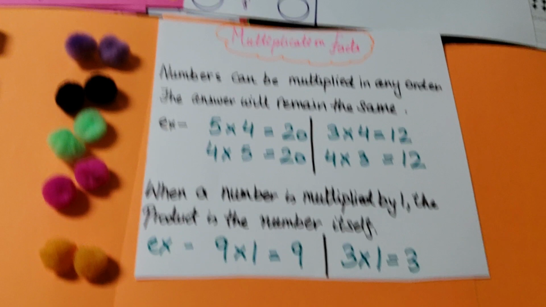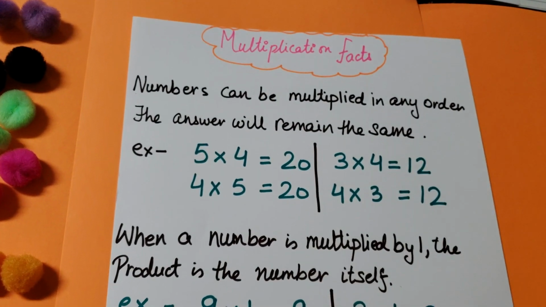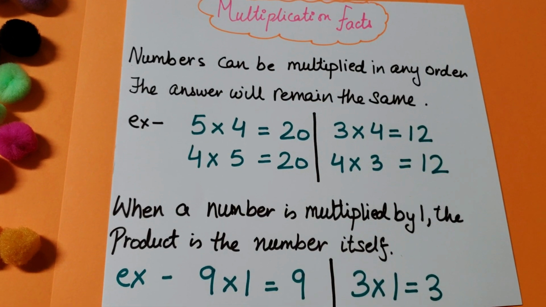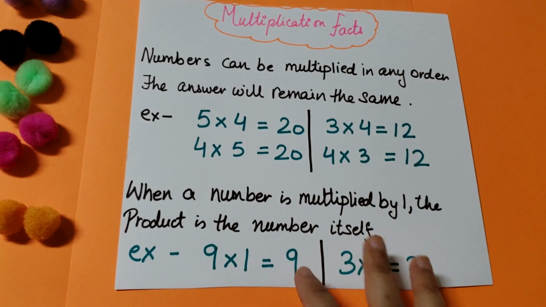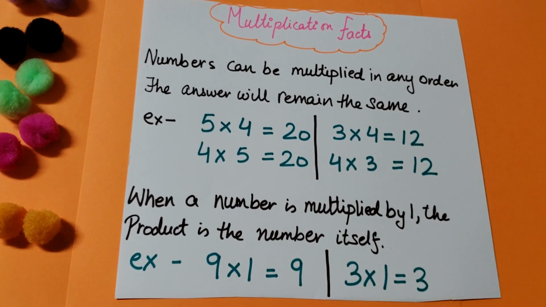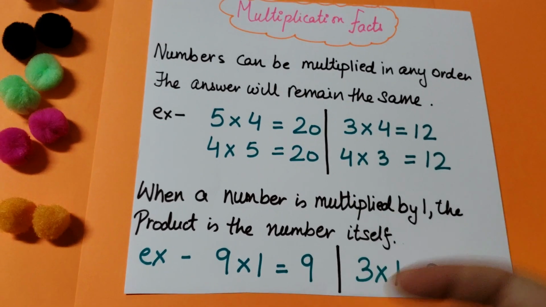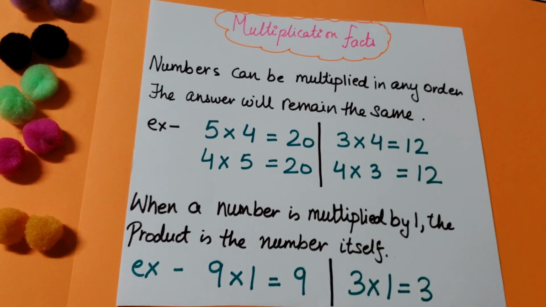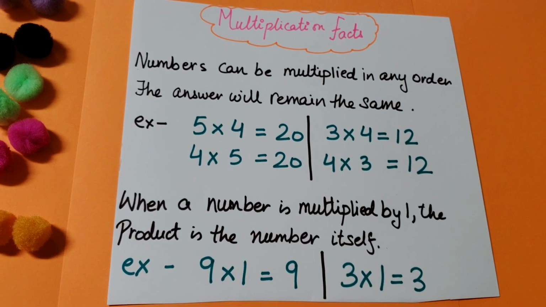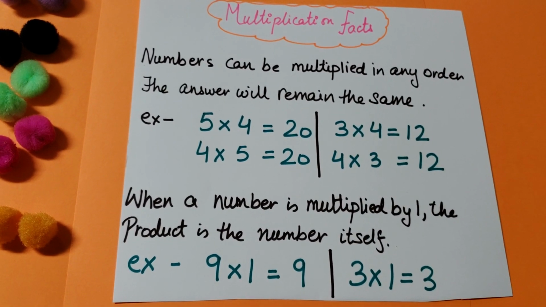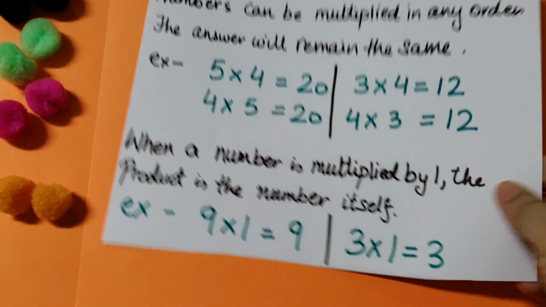Okay, on this page I have just written some multiplication facts, which is that numbers can be multiplied in any order, like 5 into 4 or 4 into 5. That's just a hands-on thing. You can keep it aside once you start doing multiplication. Right now we are just introducing them to count the shapes in each group and the number of groups. So we are just teaching them the number of groups and how many in each group.